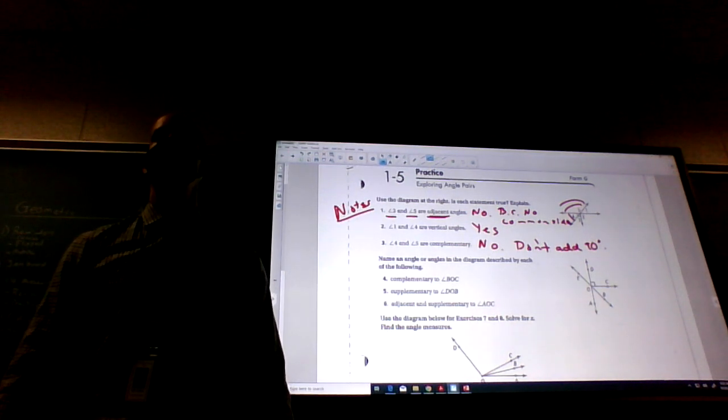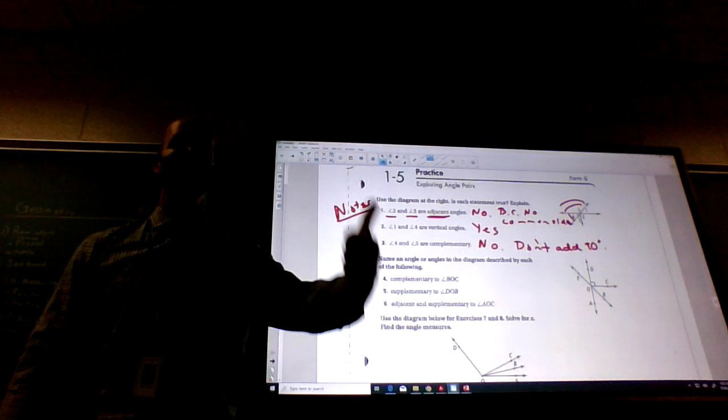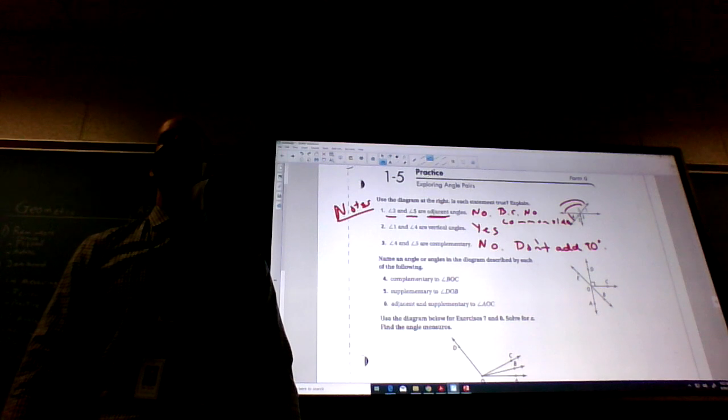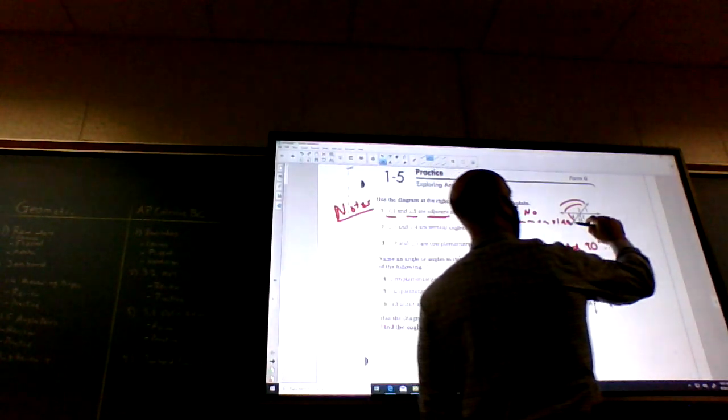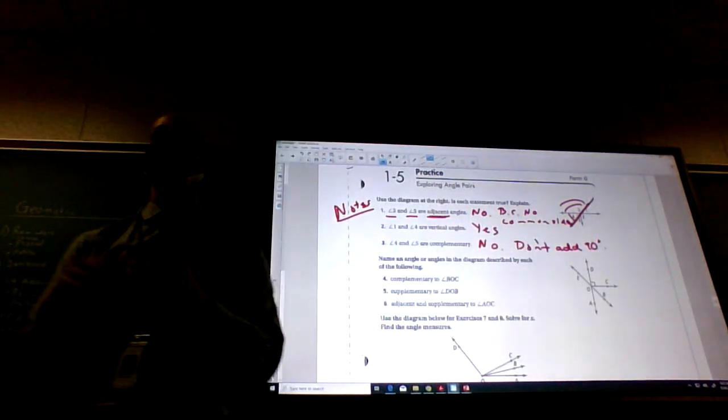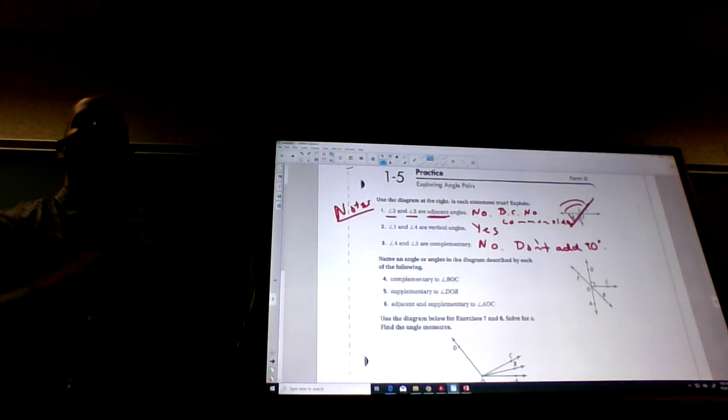One more thing. You're right. They are supplementary. Do you remember linear pair? That's the key concept there. If you look at these two angles together, what do they make? They make a line. We call them a linear pair, therefore they have to be 180, therefore they have to be supplementary and all those good things.